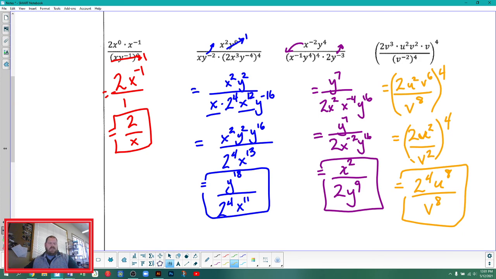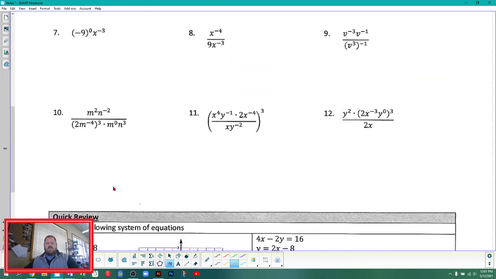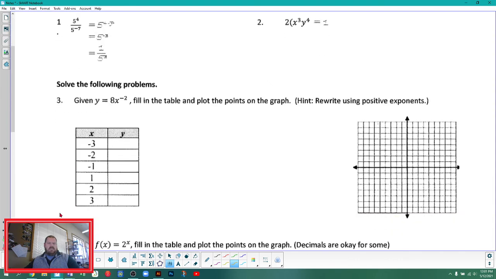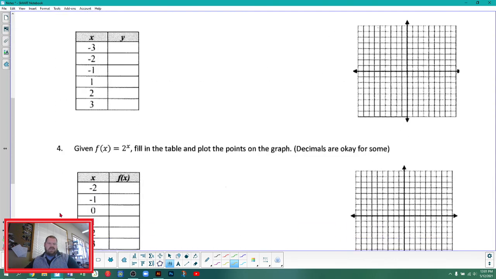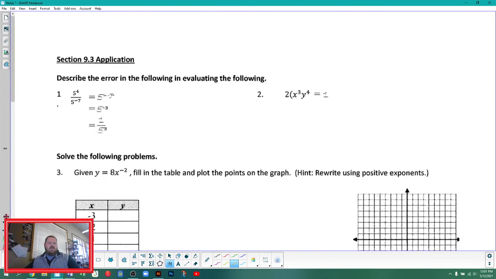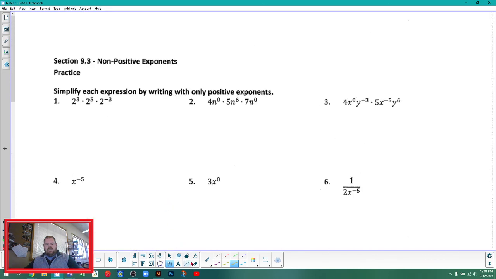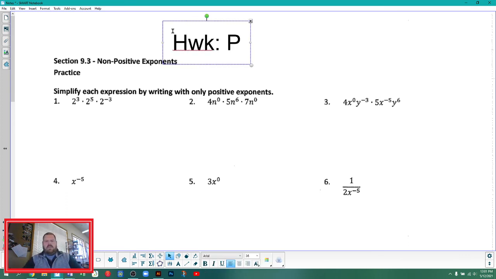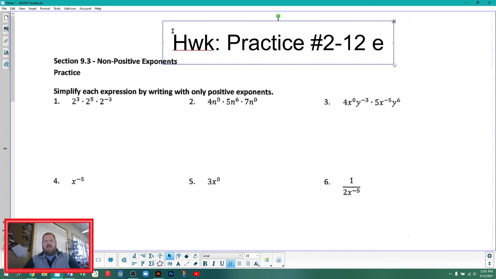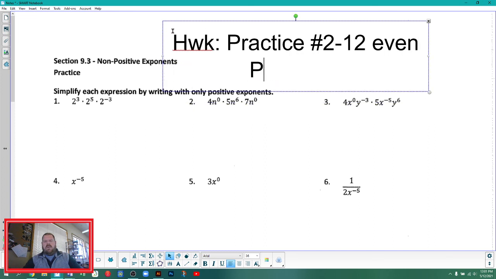Okay. Make sure you summarize the notes. I'm going to say for homework, I'll give you something. We're going to focus on, I guess, 3 and 4. 3 and 4 in the application, and let's do 2 to 12 even here. So we're going to say homework, practice, number 2 to 12 even, application, number 3 and 4. All right.